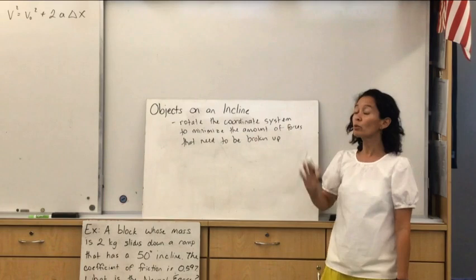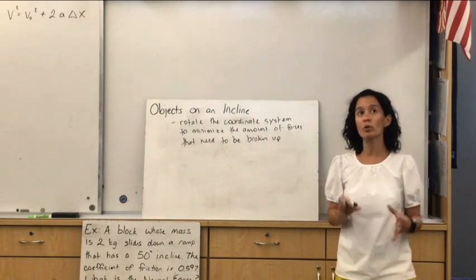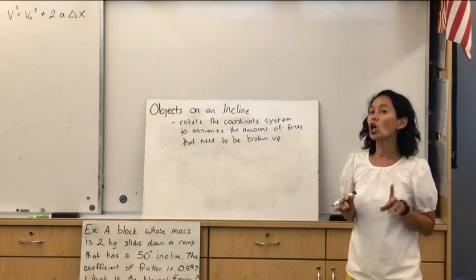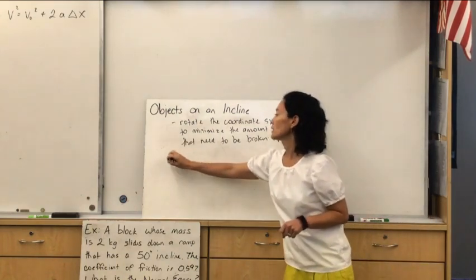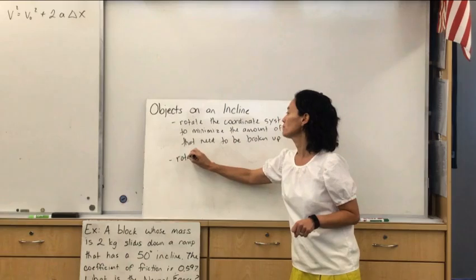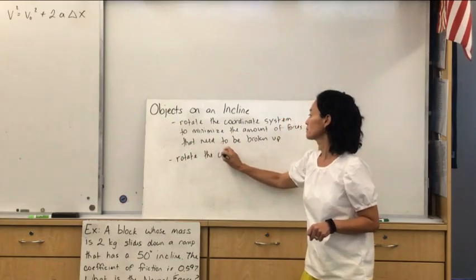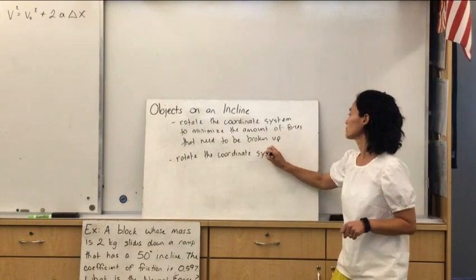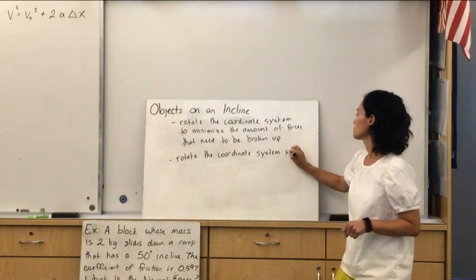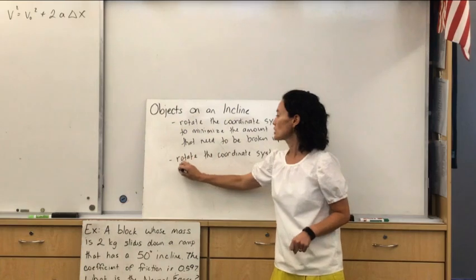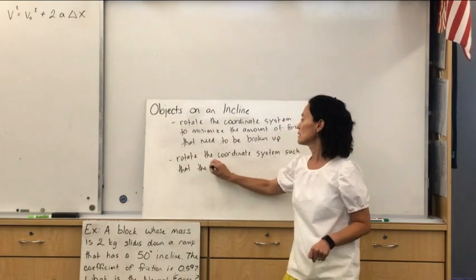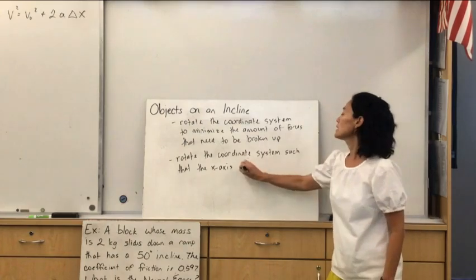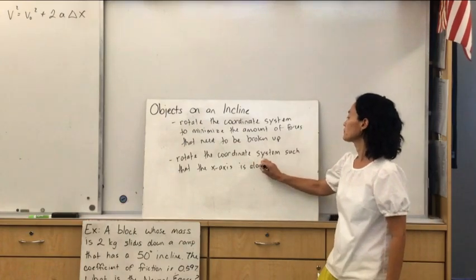So the way we're going to rotate our coordinate system is we are going to rotate the system such that the x-axis is along the incline. Okay, so rotate the coordinate system such that the x-axis, which is typically the direction of motion, is along the incline.